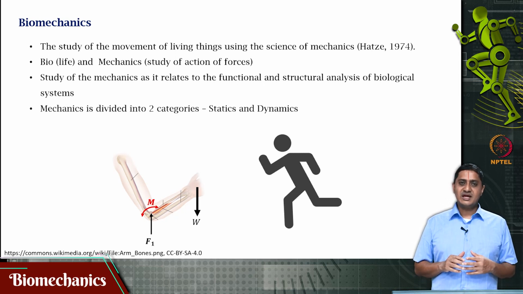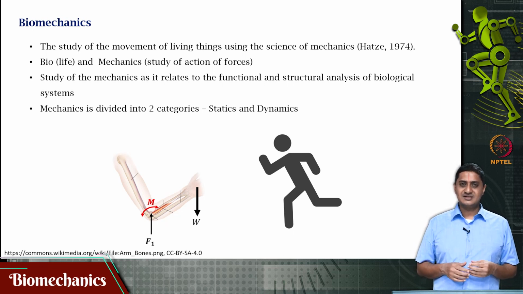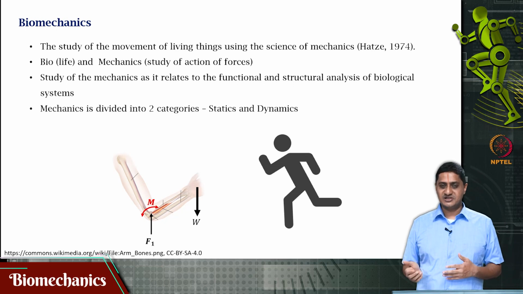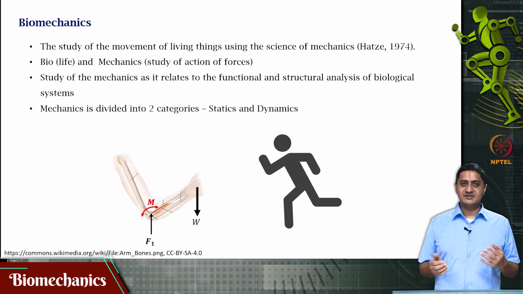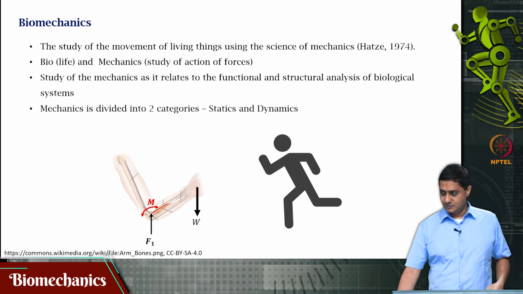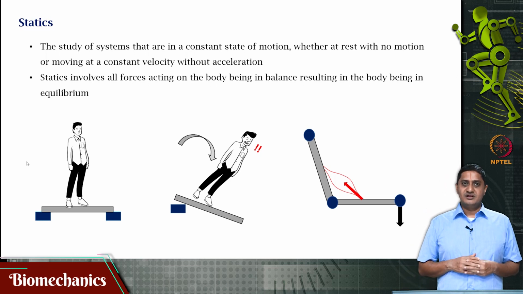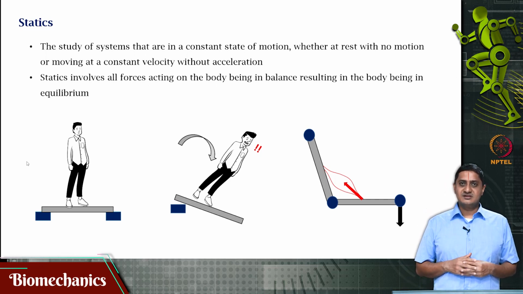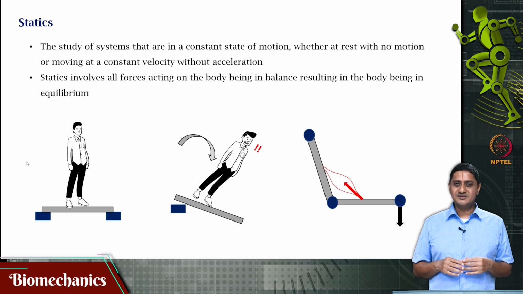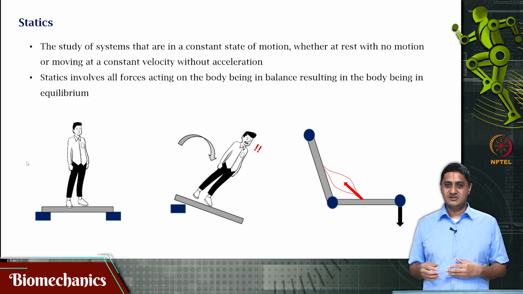In general, mechanics is divided into two broad branches called statics and dynamics. We will define what these are in some detail. Statics refers to that branch in which a system is at a constant state of motion, or in other words, it might be at rest or moving with a constant velocity, that is, it is not accelerating.